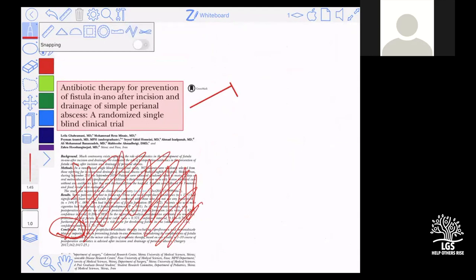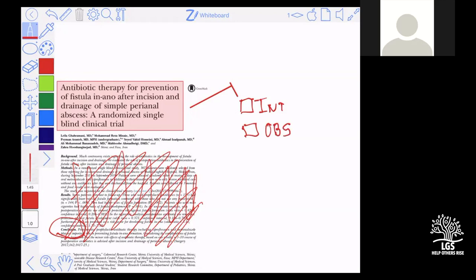And we said that studies can be of two major types. One, they can be interventional, or they can be observational, depending on whether you're doing something or just observing.